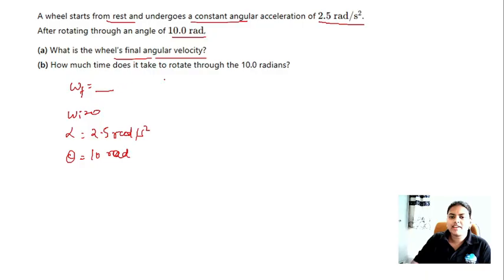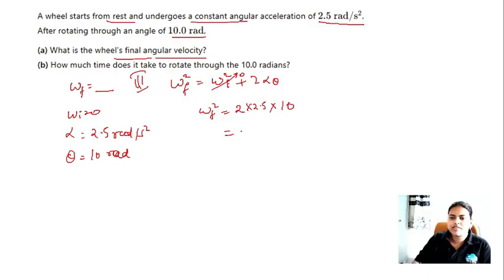To find the final angular velocity, we can use the third equation, which says omega final square is equal to omega initial square plus 2 alpha theta. So omega initial is 0, and omega final square would be equal to 2 into 2.5 into theta. Theta is 10 radian. When you solve it, it would be 50. Omega final is root 50 radian per second. So omega final, I can write it as 5 root 2 radian per second.